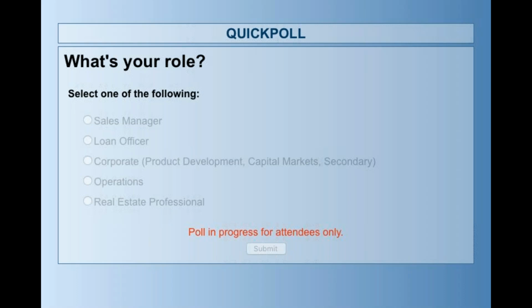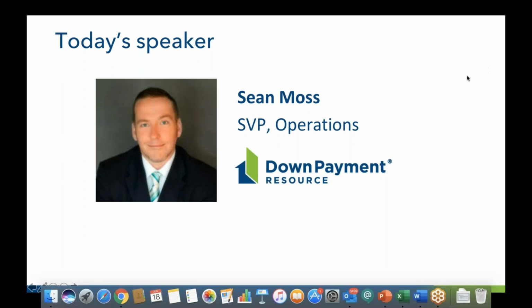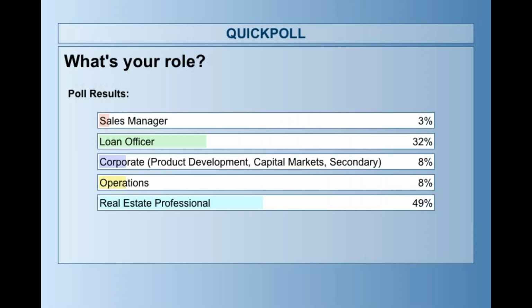I'll close that out. All right, and so it looks like we've got some sales managers, a lot of loan officers. We've got some folks in product development or capital markets or secondary. We've got some people on the operations side, and we've got some real estate professionals.